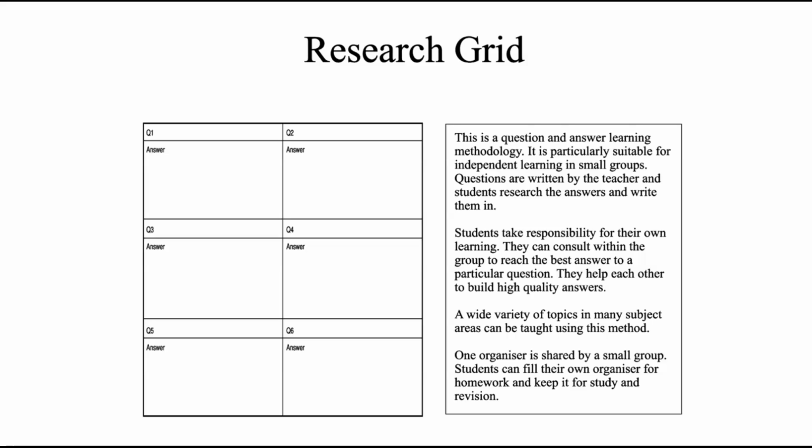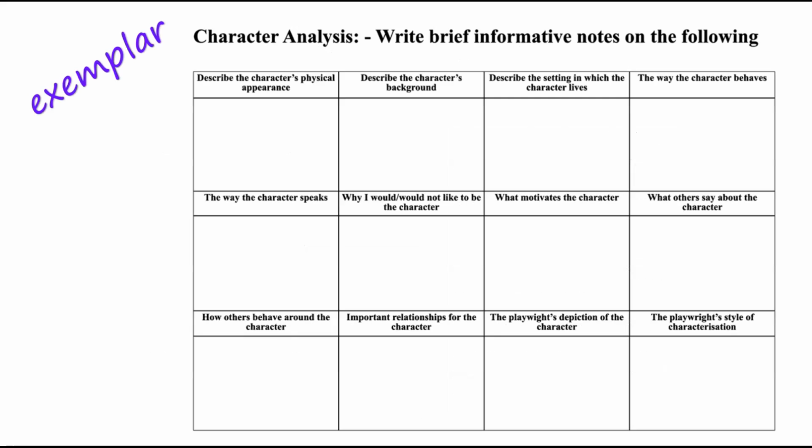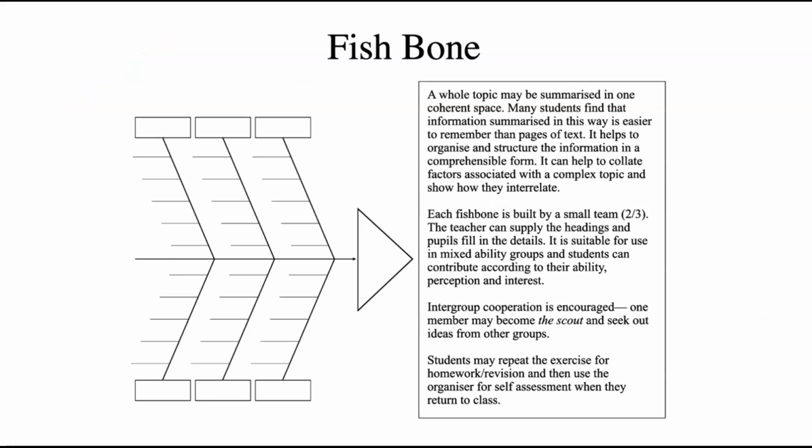So, for example, this is a question and answering learning methodology. It's particularly suitable for independent learning in small groups. Questions are written by the teacher and/or students, and then the learners have to go and research, find the answers. And this can be really very useful as a way to prepare for the session. And although this is obviously an English example, it can be used for all subjects.